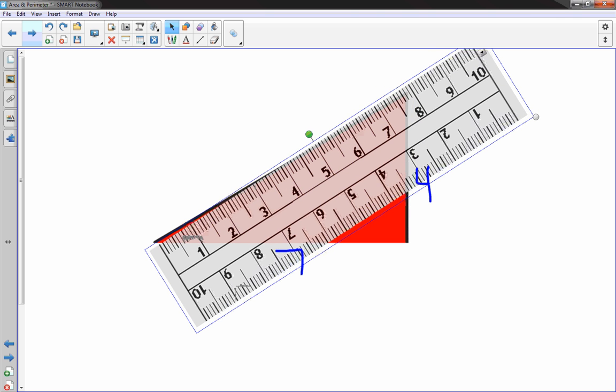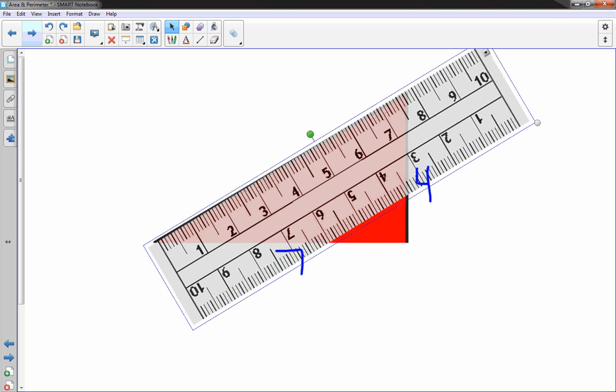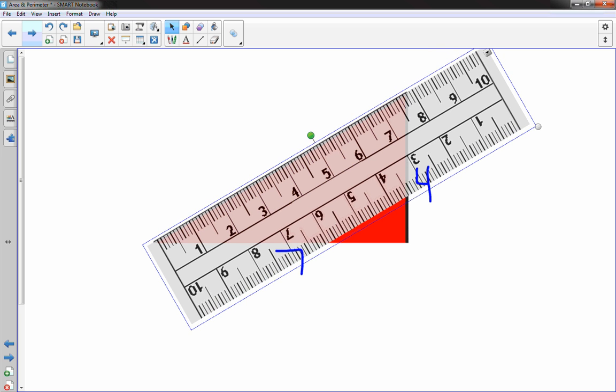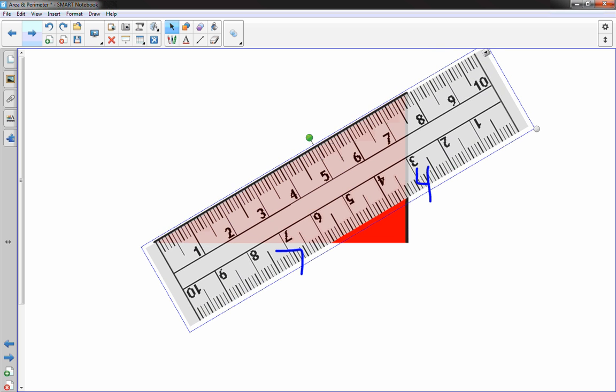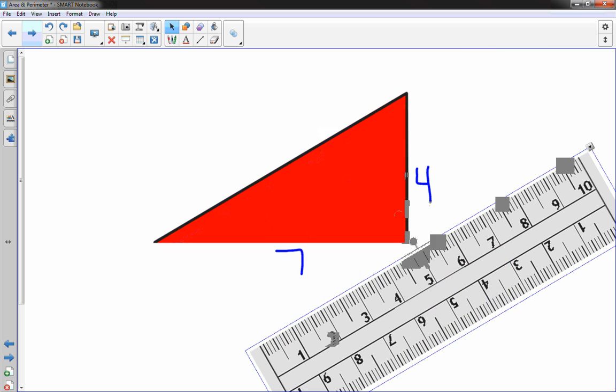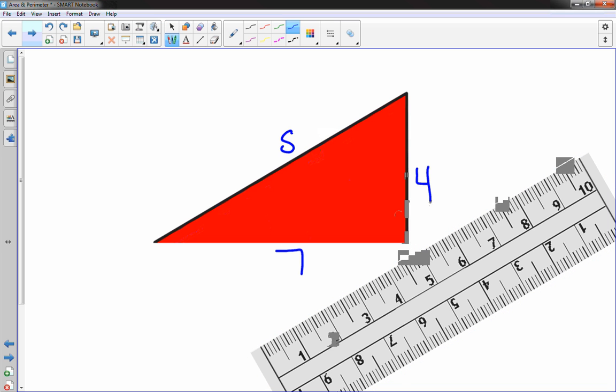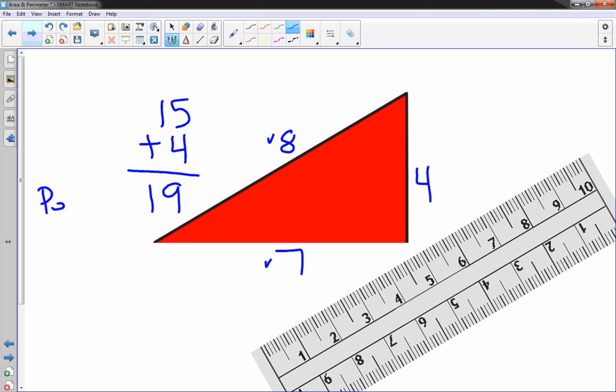Let's see. Wish I had a real ruler. That's close enough. Oh, that's pretty good. And that side, it's almost 8. We'll just call it 8 just for the sake of this lesson. Keep things simple. 8. And I add them up. 8 plus 7 is 15. And then 15 plus the 4, 19. So the perimeter is equal to 19, whatever the units are.